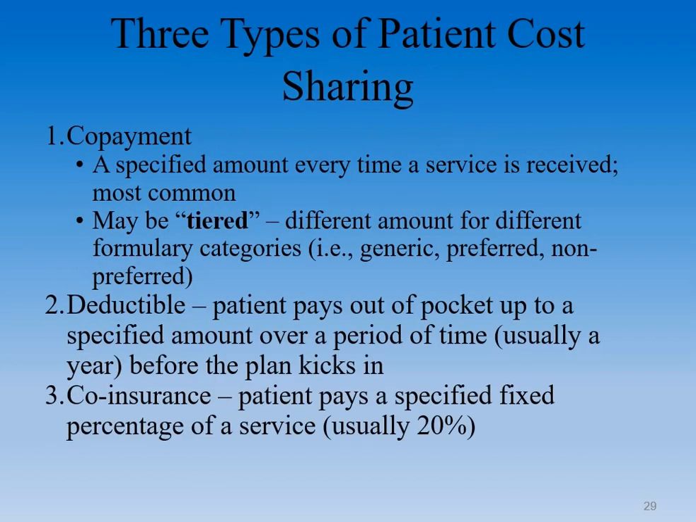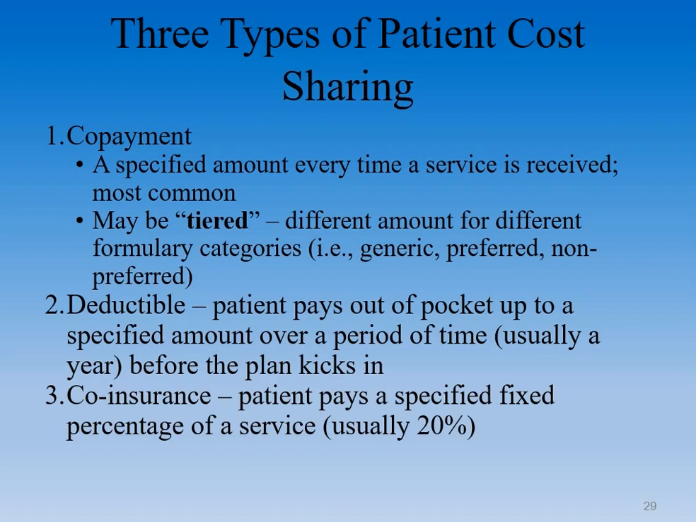Moving on, co-payment is a specified amount every time a service is received. Most common, may be tiered, different amount for different formulary categories: generic, preferred, non-preferred. So if you're looking at a brand name drug, the PBM may specify a preferred drug that they would rather that you get. Non-preferred, they just don't think it has the biggest bang for the buck. You can get it, of course, but at a higher price than their preferred drug.